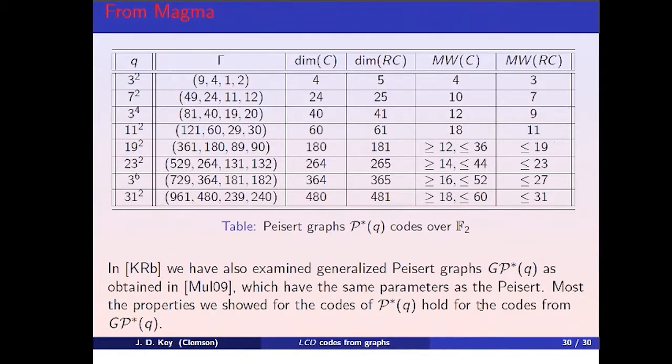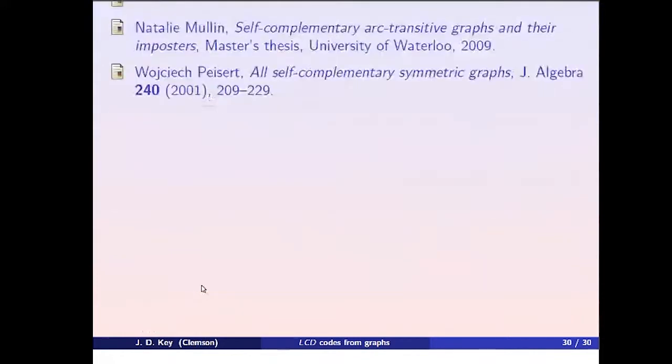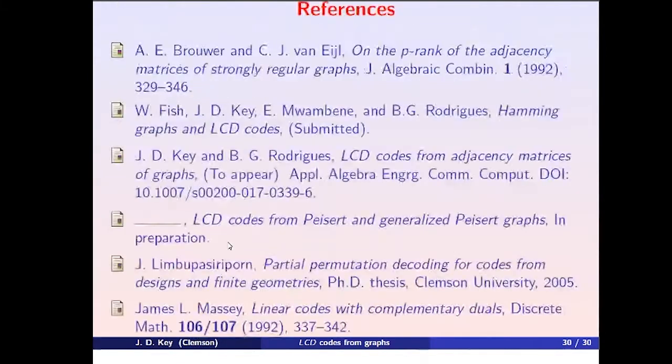There are also something called generalized Peisert graphs that some student of Chris Godsil, Natalie Mullen, looked at in her master's thesis. She's Canadian. It's a pretty heavy master's thesis, but it's very good. And we've been looking at those as well. There are some of the references.